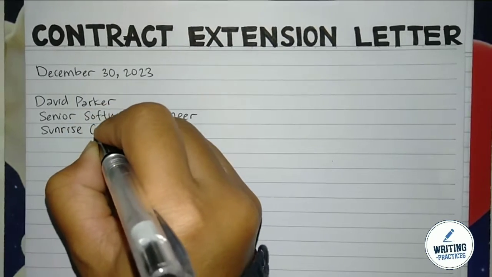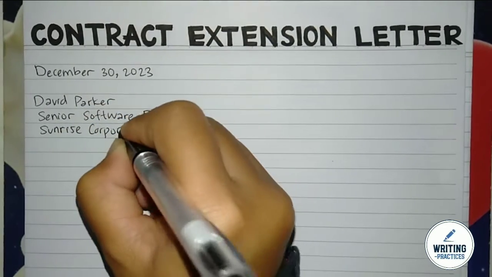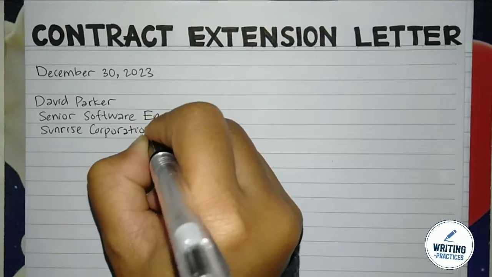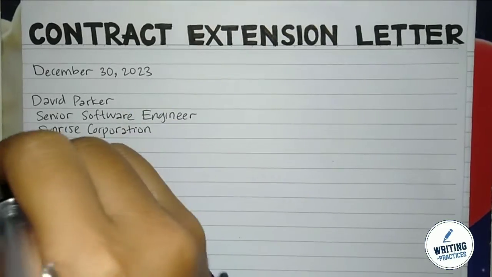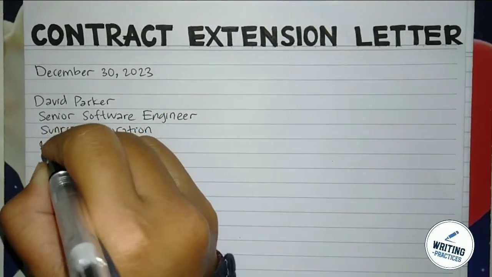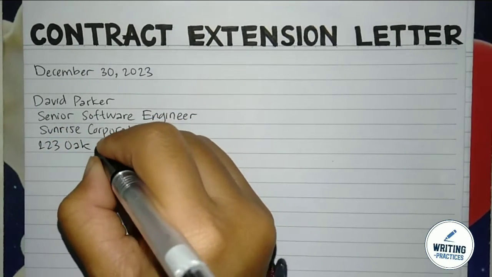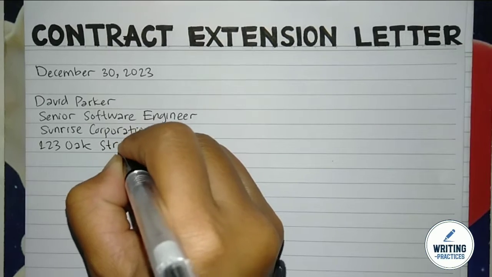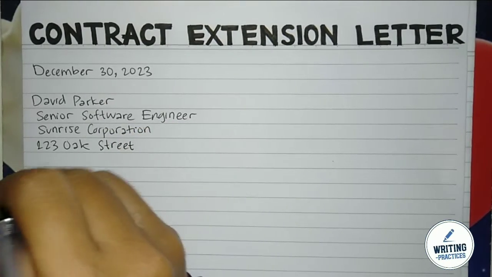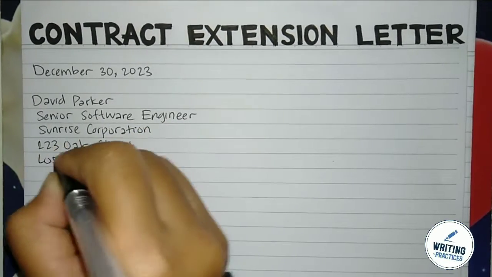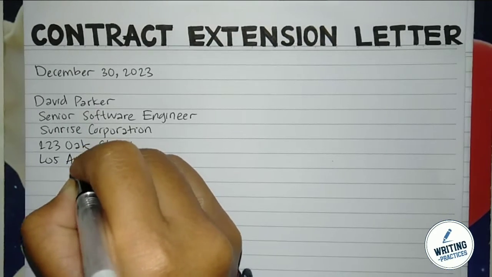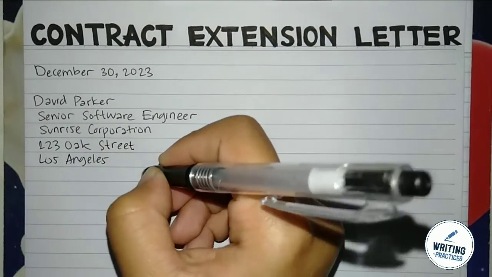Check this out. First of all, write the date of the letter. You can use the format of month, date, and year. And then, write the information about the recipient. You need to write the recipient's full name. Under it, write the occupation in the company. And write the company name. Here, the letter is addressed to the senior software engineer in Sunrise Corporation.